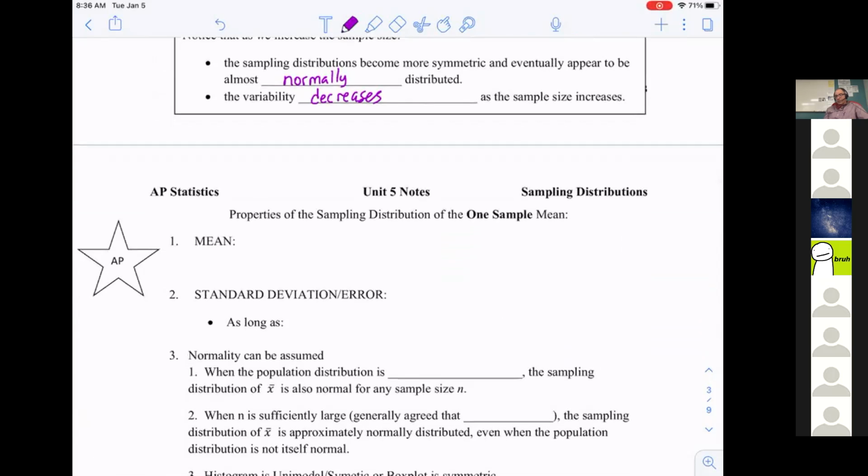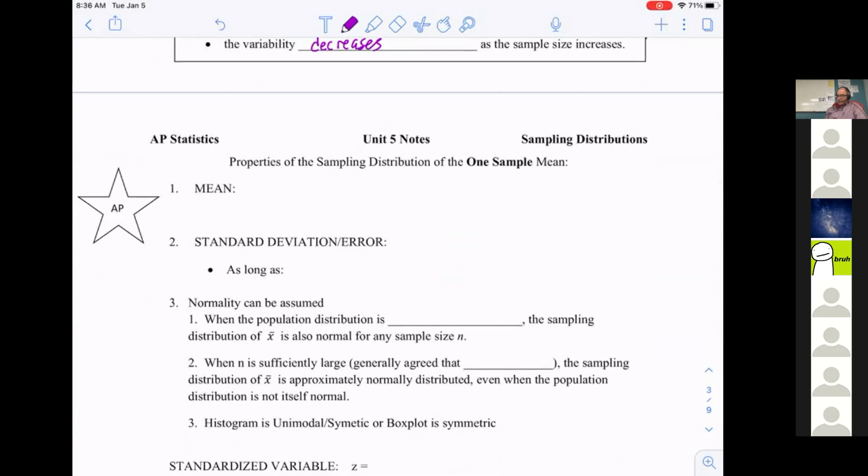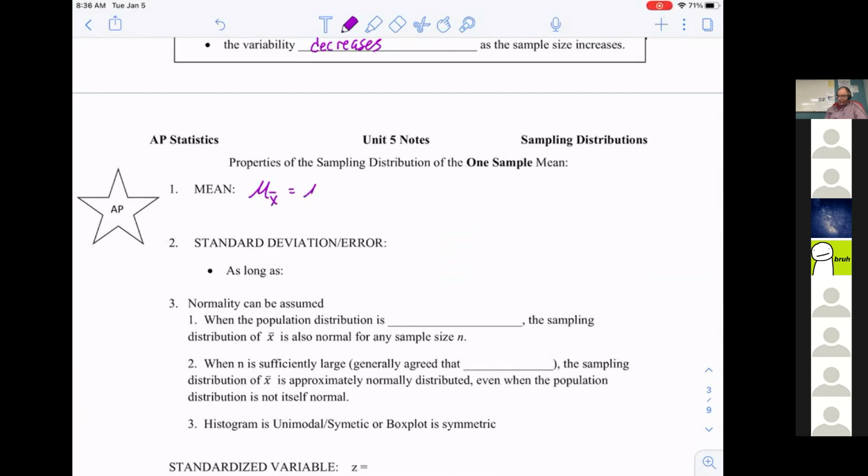Okay, so I don't think in reality we're supposed to hit this today. I think I still want to hit it today. So properties of a sampling distribution of a one sample mean. So what we have here is this. It means this. The mean of my samples is going to be equal to the mean of my population.